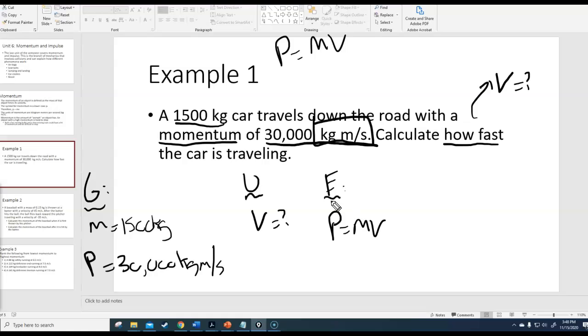So the equation is, of course, p equals m times v, and then we're going to substitute and solve. p is going to be 30,000, m is going to be 1,500, and that leaves v by itself. And so to solve, we would just divide both sides by 1,500.